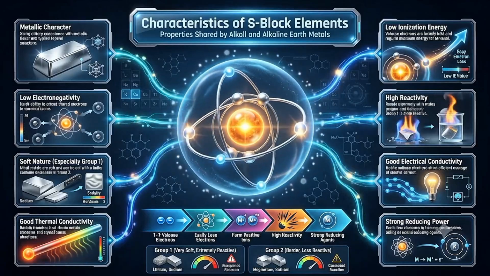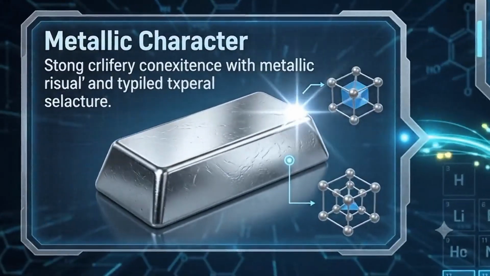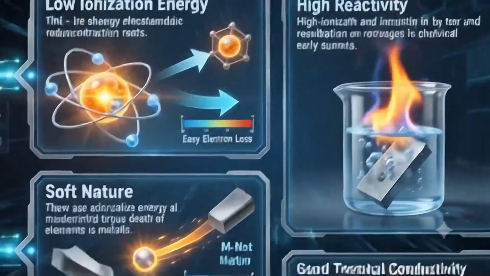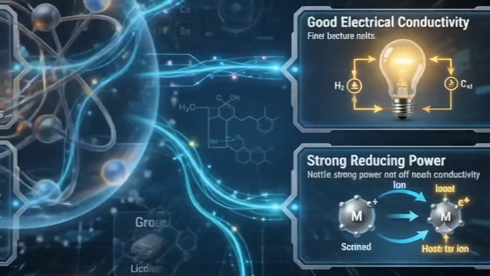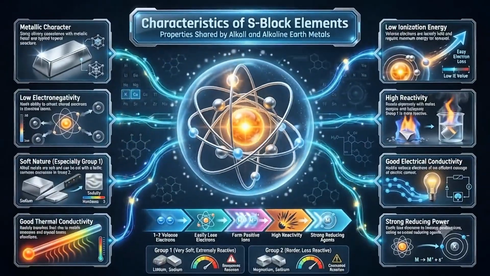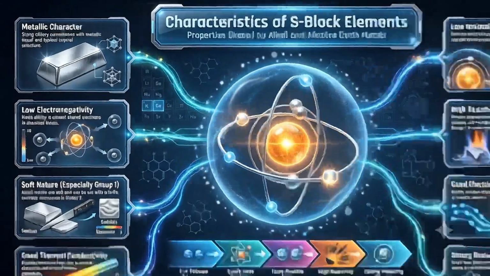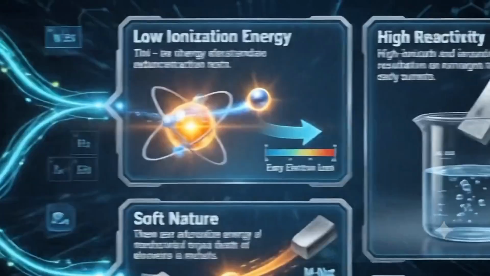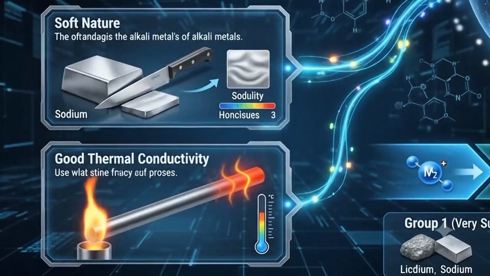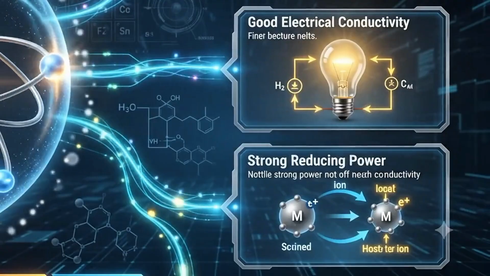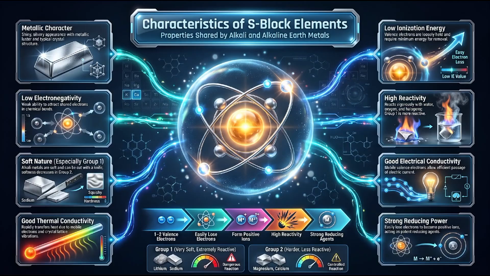The S-block elements include all the elements of Group 1 and Group 2 of the periodic table. Although these two groups are different in many ways, they also share several important physical and chemical properties because they both belong to the S-block. The reason for these similarities is that their outermost electrons occupy the s orbital.